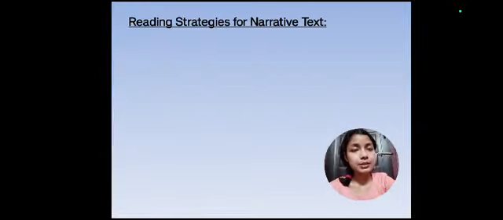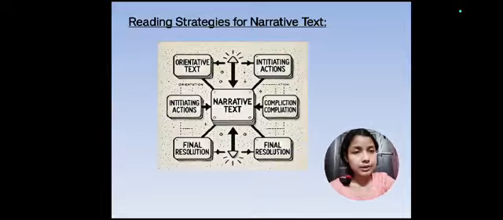Next, reading strategies for narrative text. Here we can see a diagram which depicts the reading strategies for narrative text. Narrative text reading strategy mainly includes 4 operations such as orientative text, initiating actions, complication, and final resolution. We can see in the diagram here.